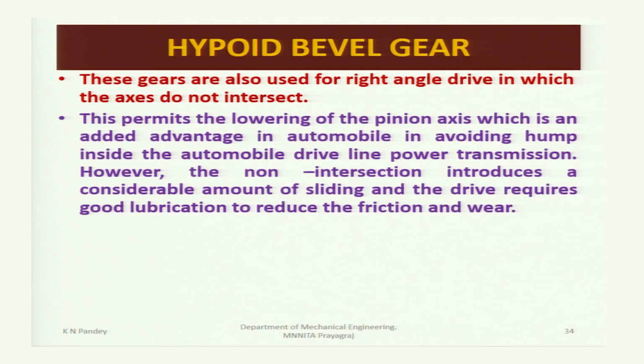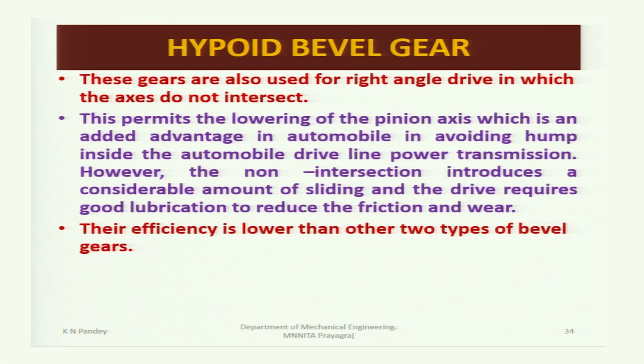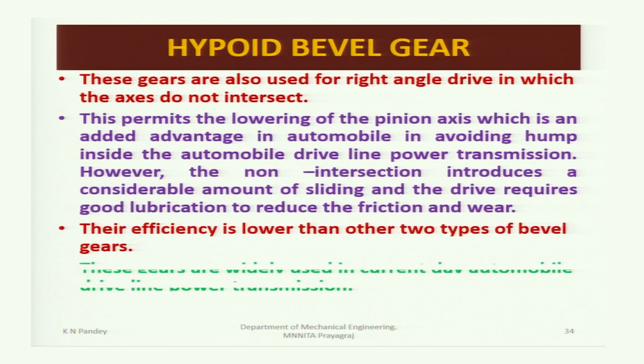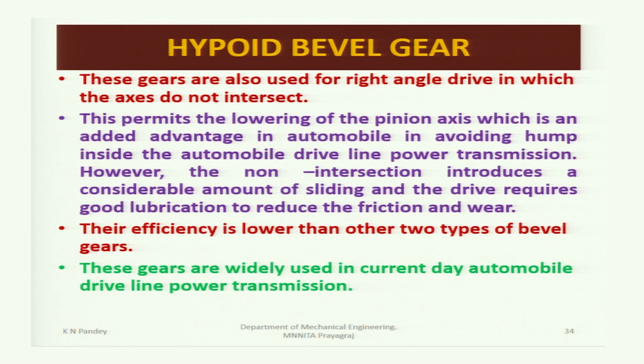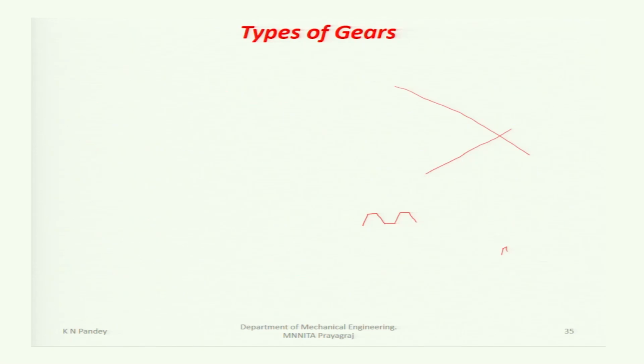However, the non-intersection introduces a considerable amount of sliding and the drive requires good lubrication to reduce the friction and wear. Their efficiency is lower than the other two types of bevel gears. These gears are widely used in current day automobile drive line power transmission.